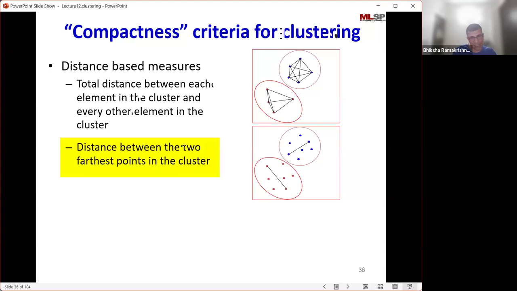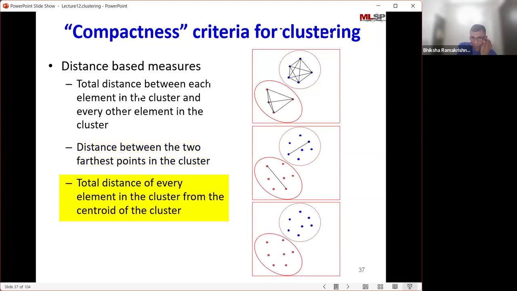Alternately, I could have something like this. If these were my hypothesized clusters, then I could find the distance between the two farthest points in each cluster. And so my compactness criterion would be the sum of these two, the lengths of these two black lines. Or I could look at the total distance of every element in the cluster from the centroid of the cluster. So here, if these were my hypothesized clusters, each of the clusters would have a centroid shown by the red dot. Every data instance within a cluster is going to have some distance from the centroid.